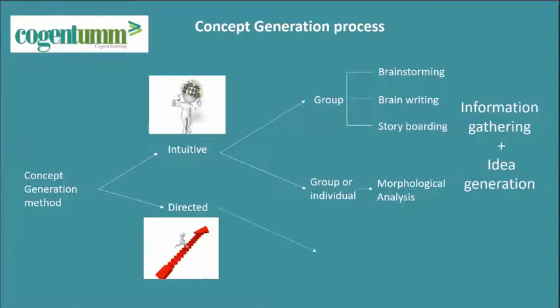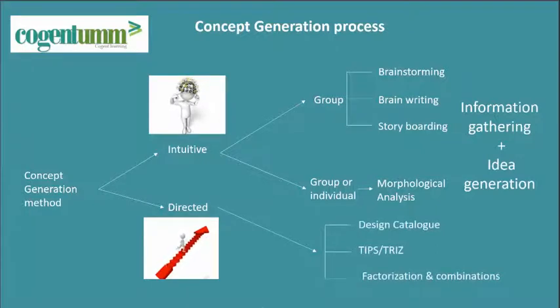In the directed process, these are design catalogs, TRIZ, that means theory of inventive problem solving, factorization and combinations. It uses a systematic step-by-step approach to searching for solutions. These methods rely on technical information, expertise, and guidelines to seek solutions to technical problems. So let's start the detailed discussion of the intuitive process with brainstorming.